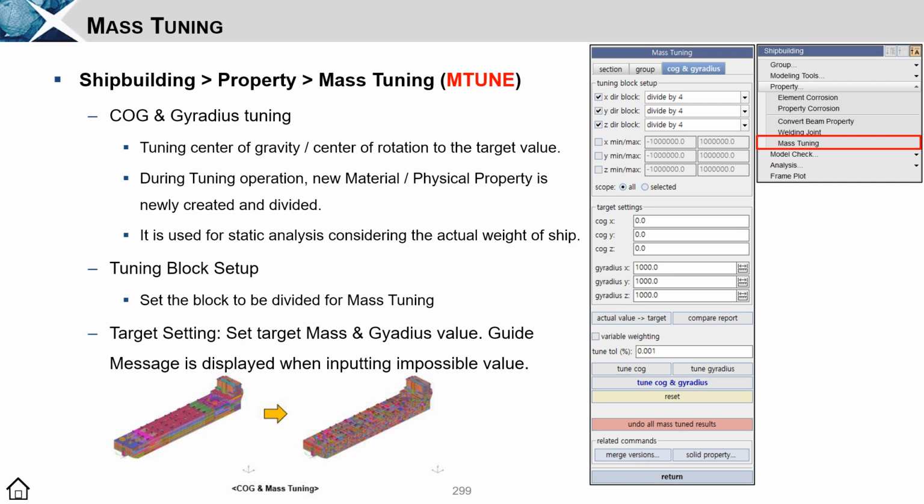After you perform mass tuning with the section option for the length of the ship, divide the Y/Z direction of the model into 16 blocks or 36 blocks in total through the tuning block, and run the COG and inertia radius of the model. A guide message is output when inputting an unimplementable value.